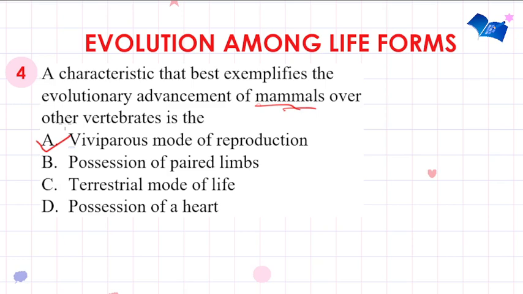Terrestrial mode of life: there are so many organisms that live on land, so it is definitely not the answer. And there are many other animals that possess hearts. Aves, which are birds, possess hearts. Mammals possess hearts. So it's not unique to mammals. That's why we can see that our answer is the viviparous mode of reproduction.